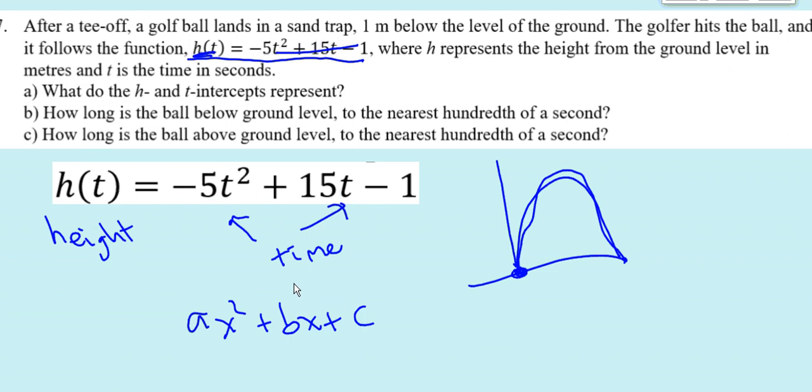The only thing I can tell without doing any math is what the vertical intercept is, which is this number here. The constant term is the vertical intercept. And anything else I have to factor, or complete the square, or use the quadratic formula. So we'll see what we have to do here.